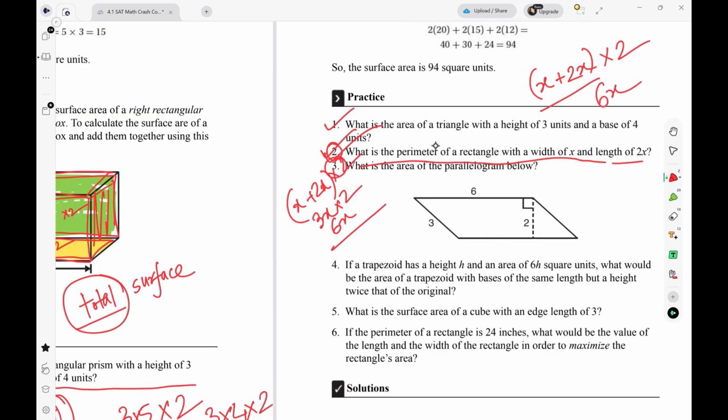Okay, now practice problem number 3. What is the area of the parallelogram below? Can you do it? It's simple.